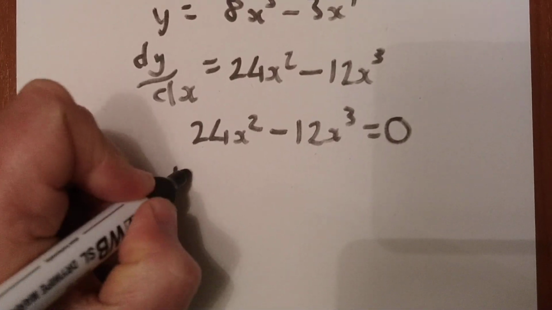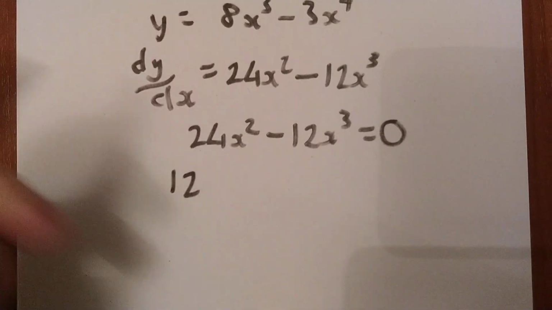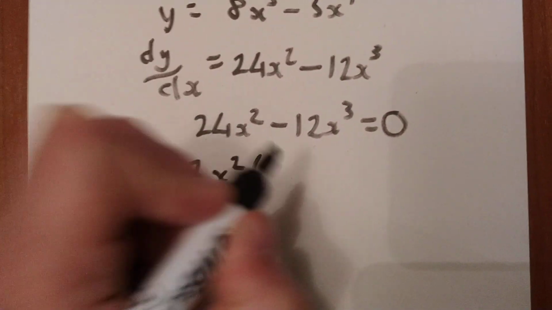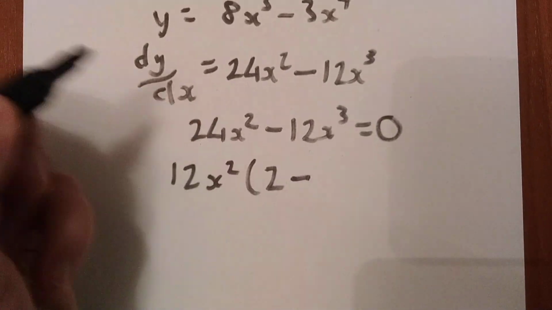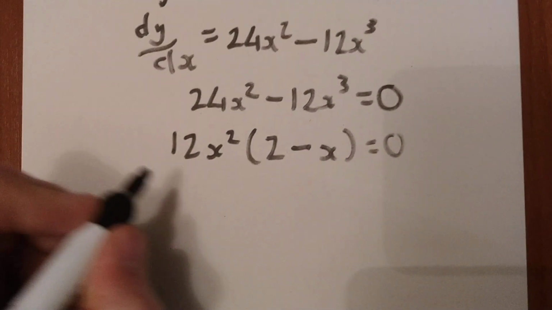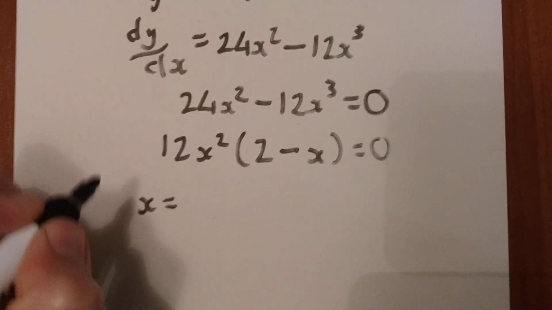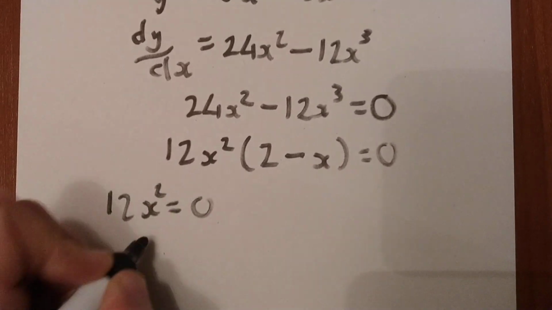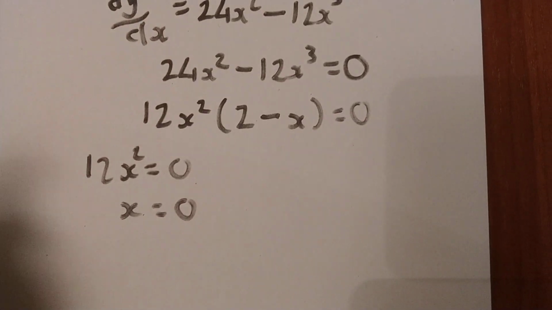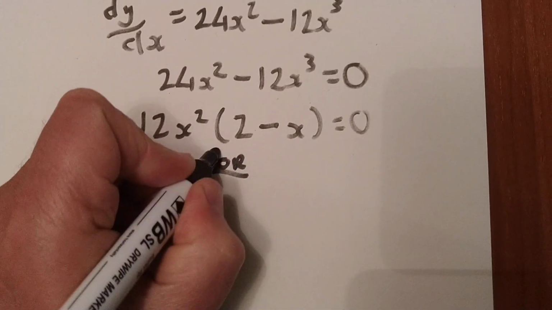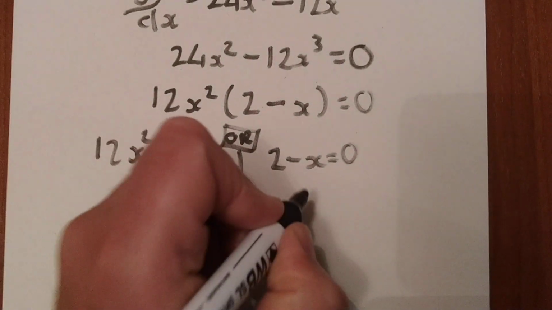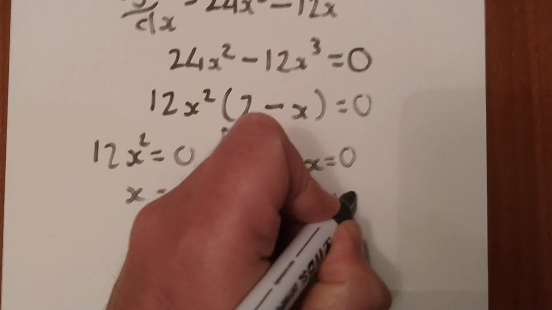So again, I will factorize. 12 is a common factor. So is my x squared, which will give me 2 minus x equal to 0. So 12x squared equals 0 gives me x is 0, dividing both sides by 12. Second stationary point occurs where 2 minus x equals 0. If I solve that, x must be 2.